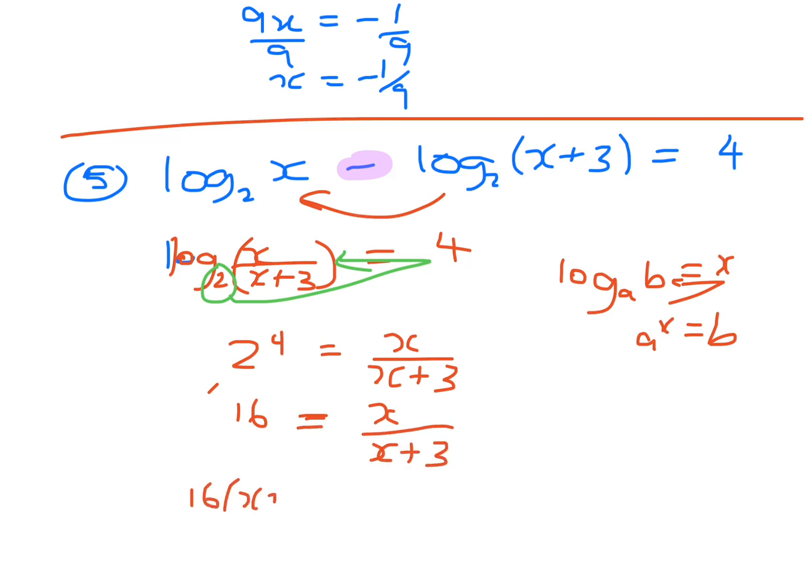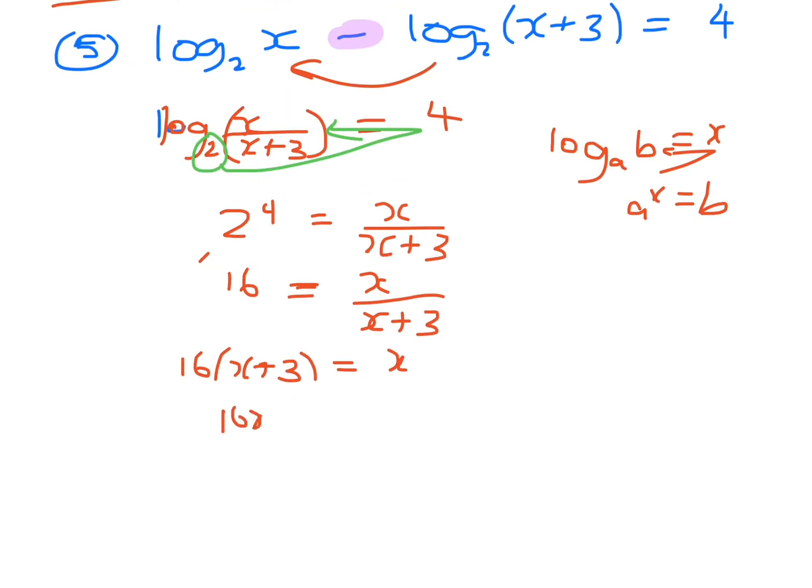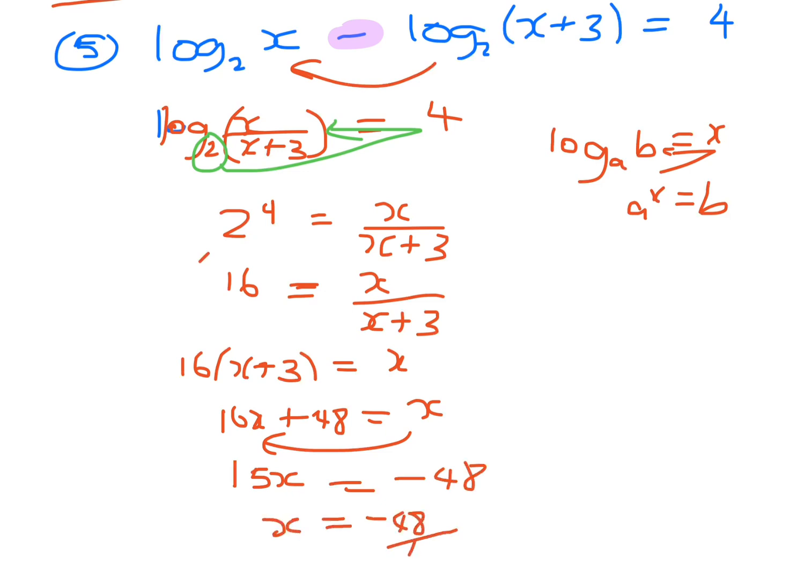So 16 times x plus 3 equals x. That means 16x plus 48 equals x. If you bring the x to one side, this is actually going to be no solution. 16 minus x is 15x equals minus 48. x is minus 48 on 15. So it actually has no solution.